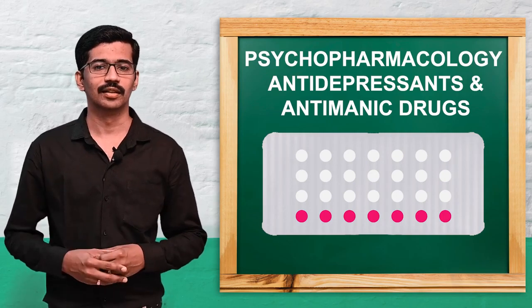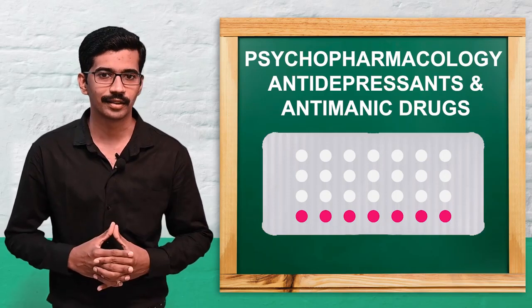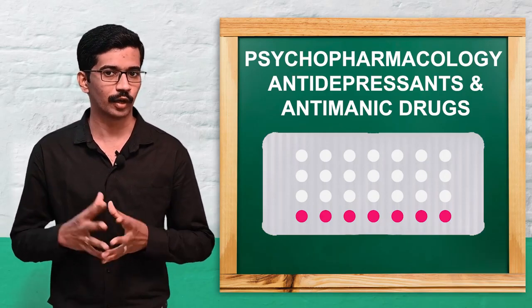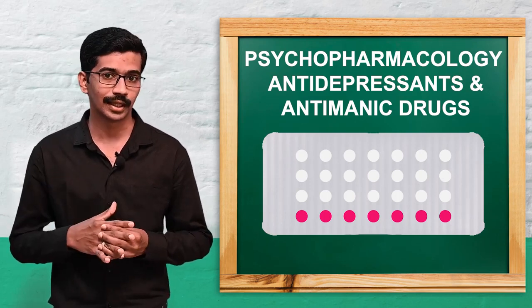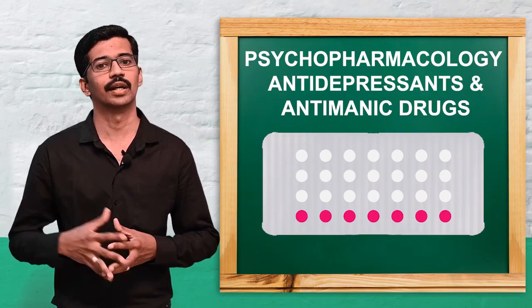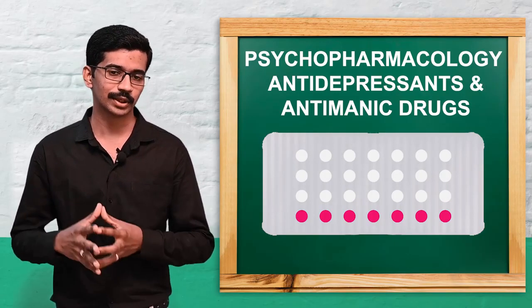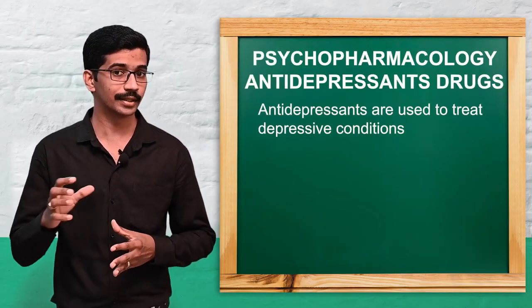Hello everyone. The topic we cover today is antidepressant and anti-manic drugs. Both come under the psychopharmacological agents, and another psychopharmacological agent is the antipsychotic, which we have already discussed in another video. Today we'll see the antidepressant and anti-manic drugs. First we'll go to the antidepressant drugs.